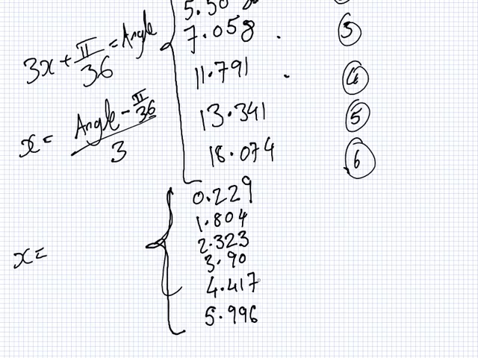These are our 6 answers. We need our answer to be between 0 and 2 pi. What's 2 pi as a decimal?